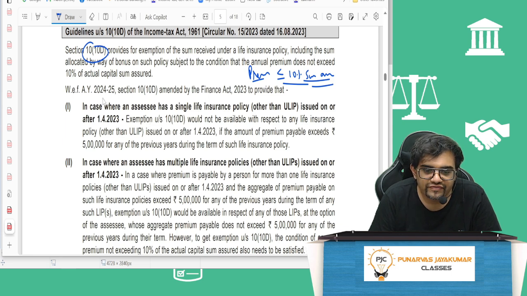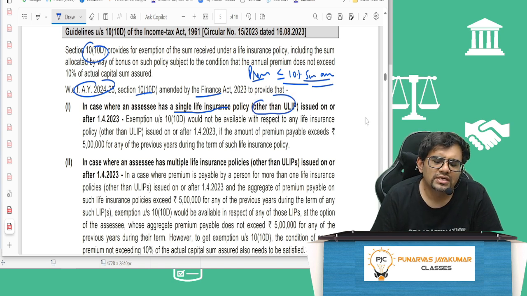However, with effect from 24/25, 10(10D) has been amended to provide that in case where an SSE has a single life insurance policy other than ULIP, because ULIP definitely is taxable. Unit linked insurance plan is taxable. This is a different thing.